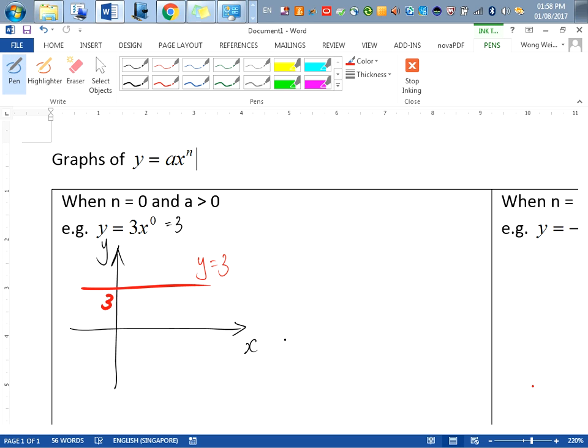Wei Hao, have you drawn it already? Have you drawn it already? What's taking so long?